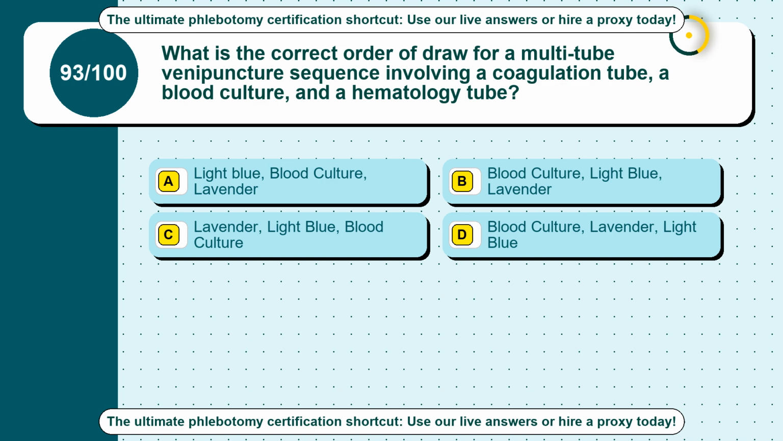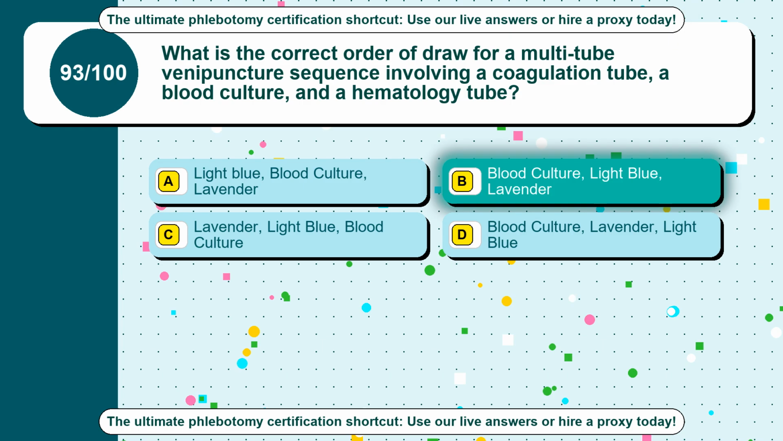Option B, blood culture, light blue, lavender. Option C, lavender, light blue, blood culture. Option D, blood culture, lavender, light blue. The correct answer is option B, blood culture, light blue, lavender.